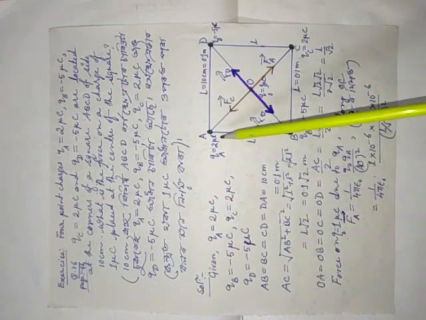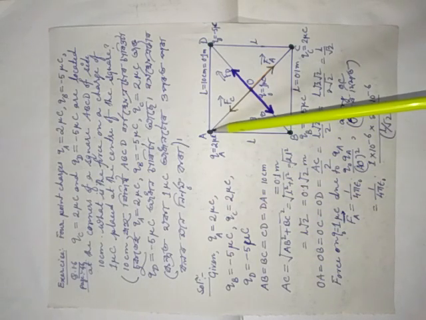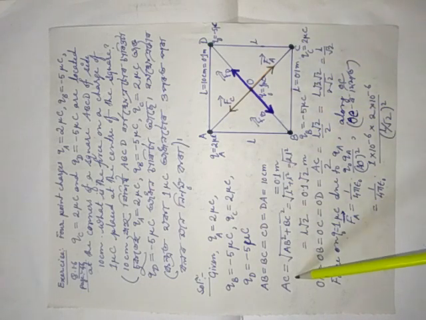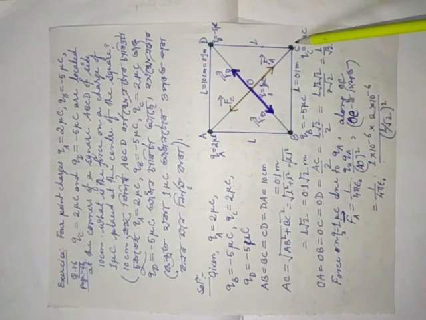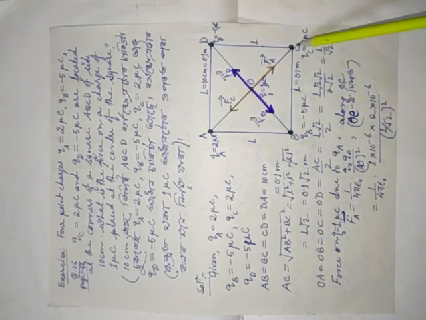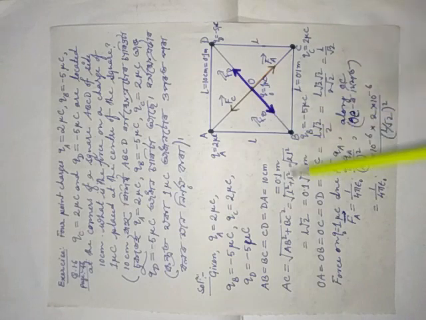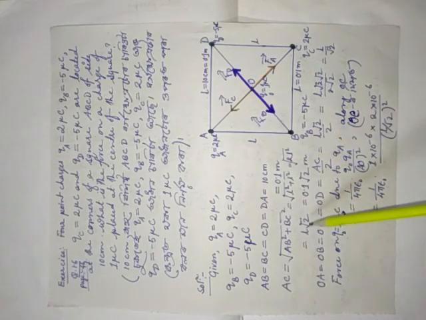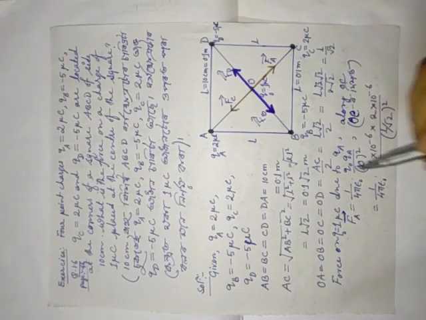Now AC, consider this triangle ABC. What is AC? AC means it is the hypotenuse. Then AB square plus BC square, L square plus L square, root over twice L square, or you can write root over L square means L root 2. You can put the value or you may not put the value. It is your wish.